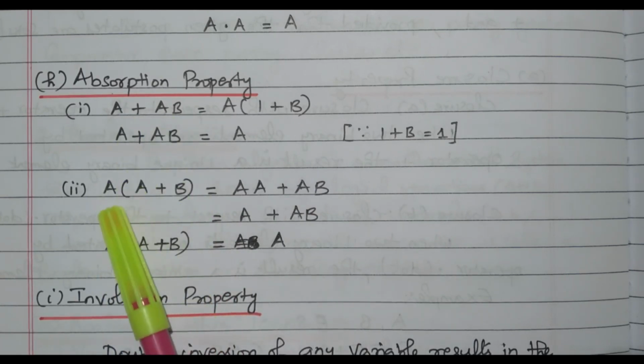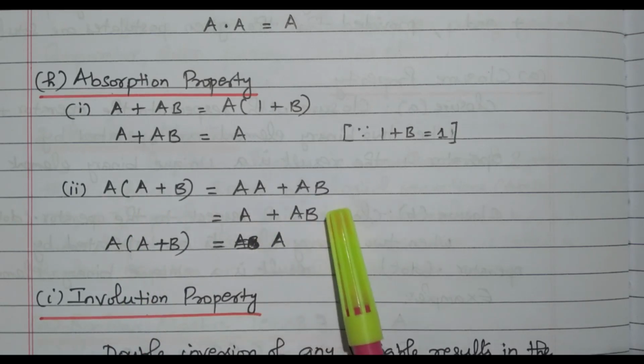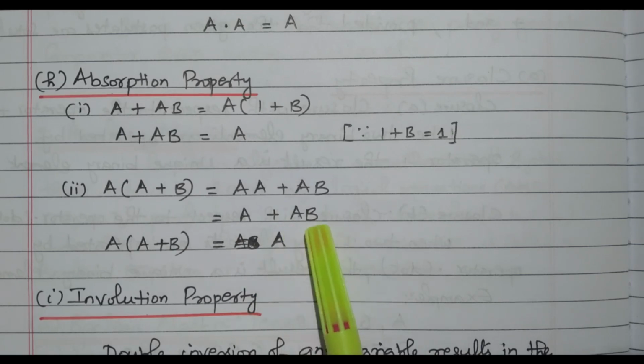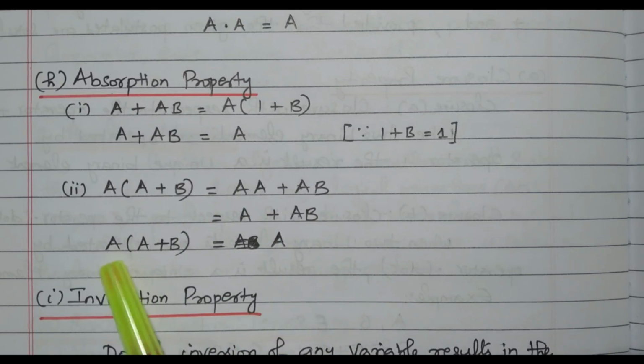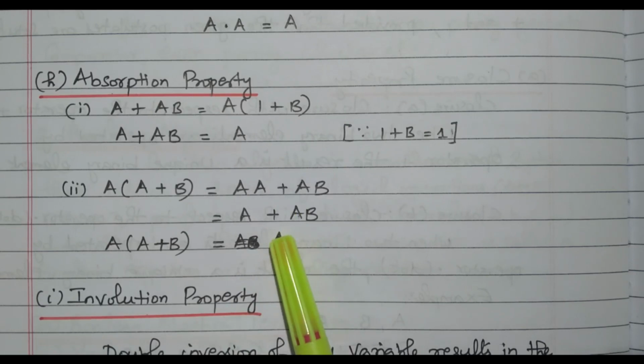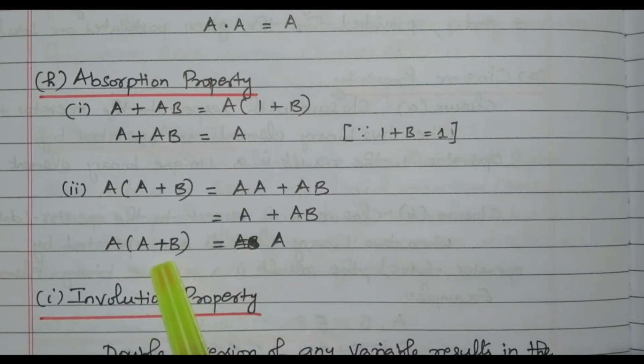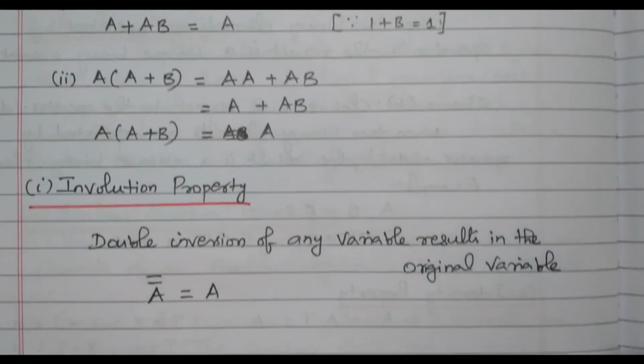You multiply inside, so A into A plus A into B. What is A into A? A into A will be A only, because A multiplied with the same variable gives the same value. So A plus AB. What is A plus AB? It is nothing but A. So A into A plus B will give A. Right? So we can use these two properties while simplifying a Boolean expression: A plus AB equal to A, and A into A plus B also equal to A. Right? Then the last one is the involution property.